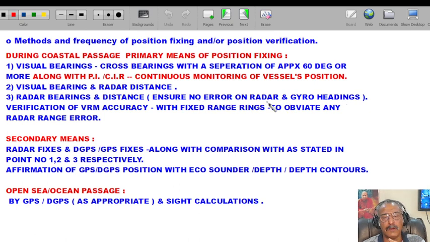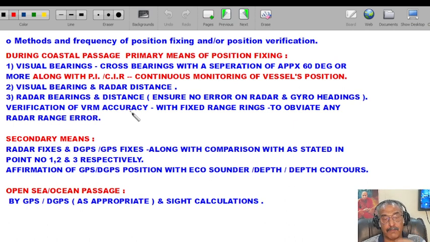No error on the radar and the gyro heading, because you have to make sure that even when you're taking a radar fix, whatever heading your gyro is showing, your radar should also show exactly the same heading. Otherwise, you may have 1 or 2 degrees error in the bearing when you're plotting the position with EBL and VRM. So, radar bearing and distance, ensure no error on radar and gyro headings. Verification of the VRM accuracy.